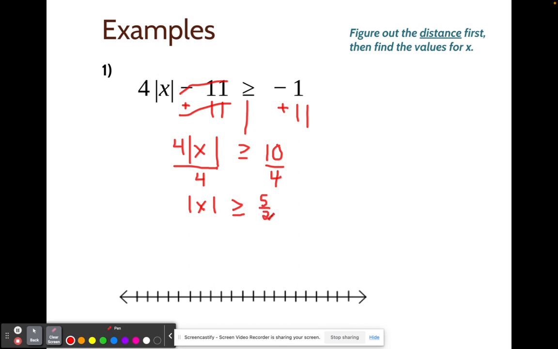Now if you remember, when we have the greater than sign, we call it the "great-or", because we're going to make our two inequalities. In one, we're going to have our x, flipping this around, less than or equal to negative 5/2. And in my other one, my x is going to be greater than or equal to my positive 5/2.